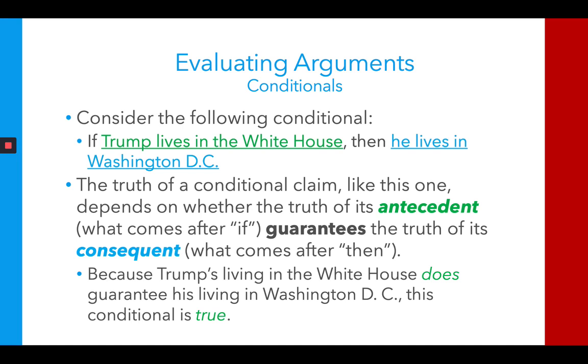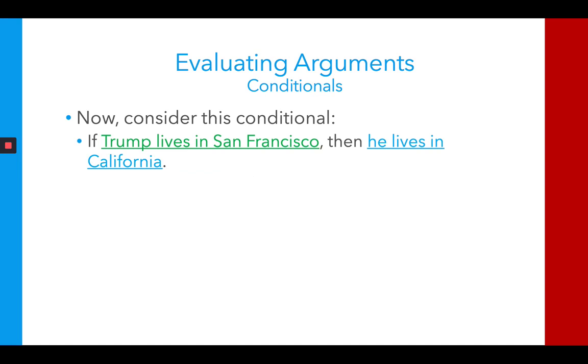Again, here I am really looking out into the world. When we're looking to evaluate the validity, we don't care all that much about, is the world really like this? But when we're evaluating the truth of a premise, we do care about, what is the world actually like? Does Trump's living in the White House guarantee his living in Washington, D.C.? The answer is yes. Here's another one.